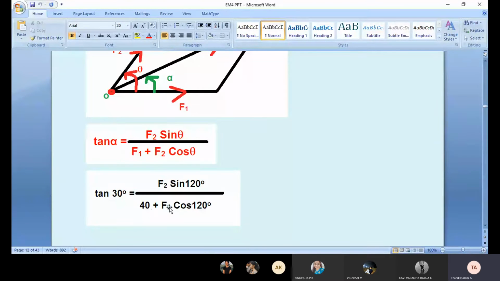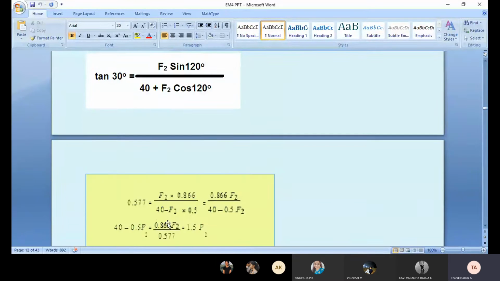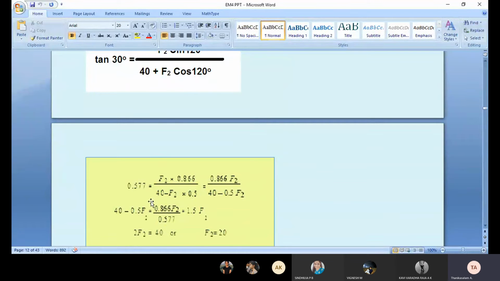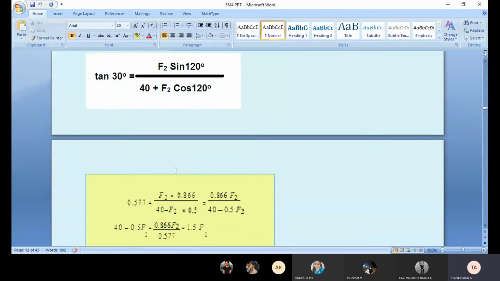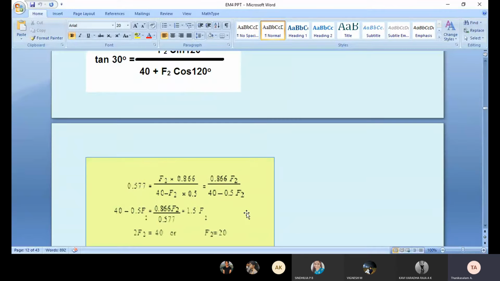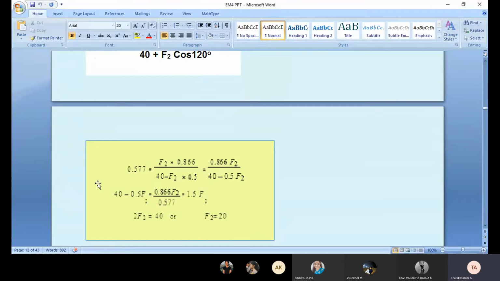F1 is given as 40. So we want F2. Do the cross multiplication. See, tan 30 is 0.577. F2 sin 120, everything here you got it. Apply the calculator. Cos 120 means minus 0.5. Therefore 0.577 equals 0.866 F2 divided by 40 minus 0.5 F2. Then cross multiplication, and finally you get 2 F2 equals 40. F2 equals 20.